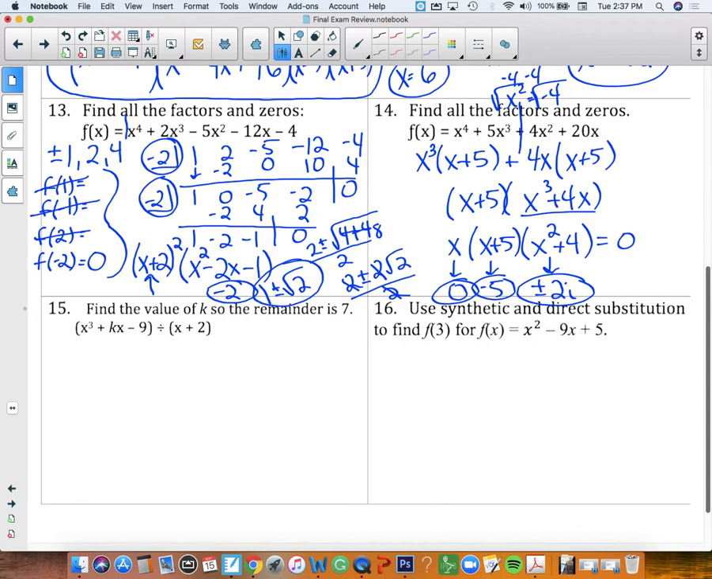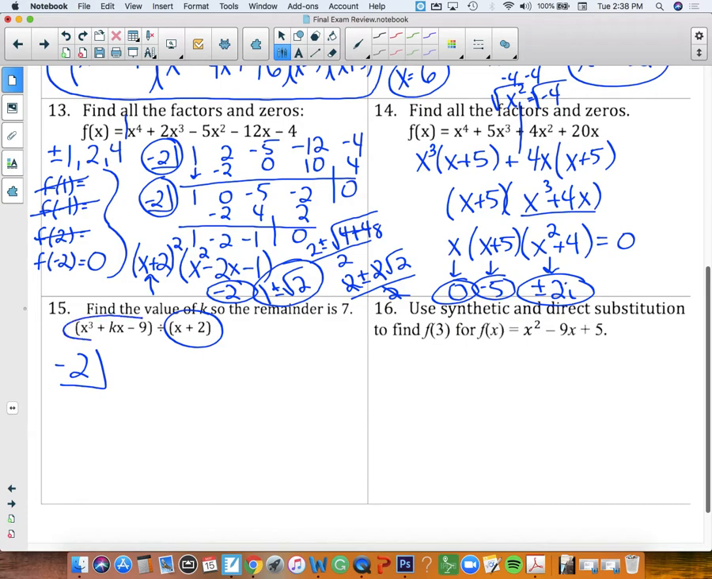All right, so 15, 16. Find the value of k so the remainder is 7. So you want to use synthetic division with this type of problem. All right, and this might be like a bonus type problem. I wouldn't give you this on the test. So I'm going to put a negative 2 in my box, and then I can use my coefficients.